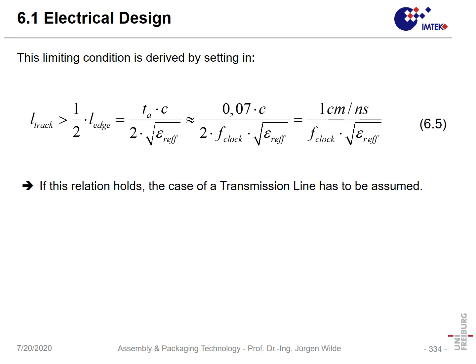Okay, this limiting condition, for instance, you can just take that formula, and that means when the track length is longer than 7% of speed of light divided by twice the clock frequency and divided by the square root of the permittivity, then you get that criterion, and when the track is longer, then you must take measures.